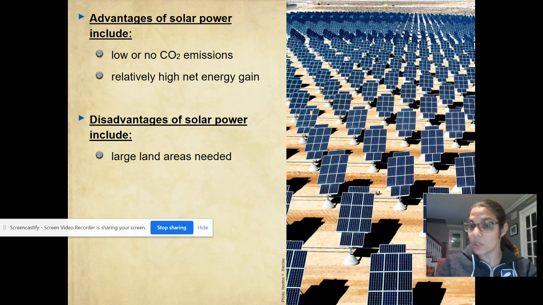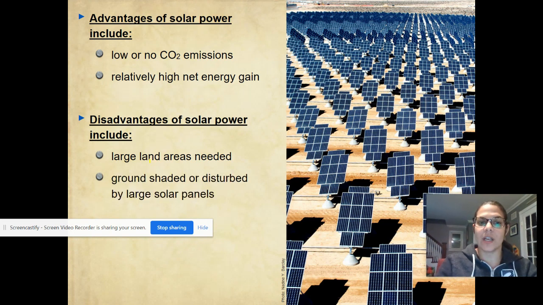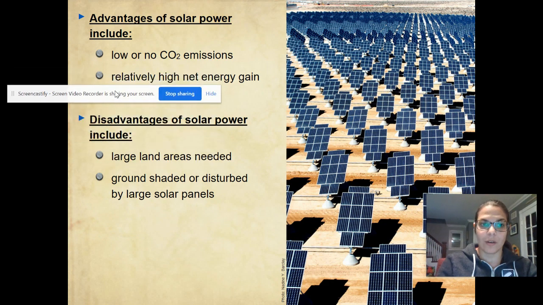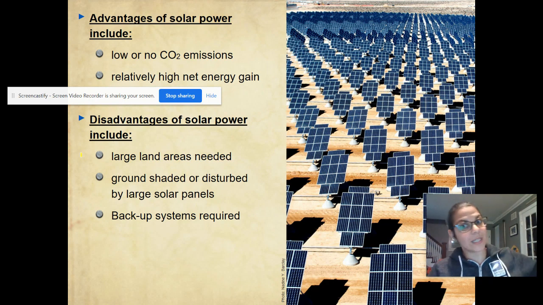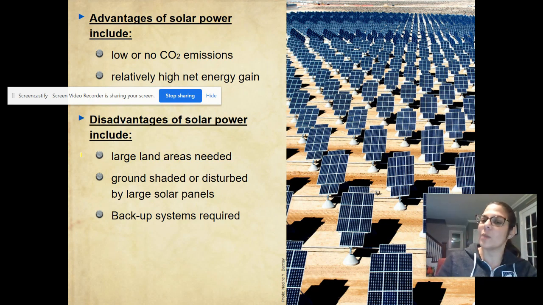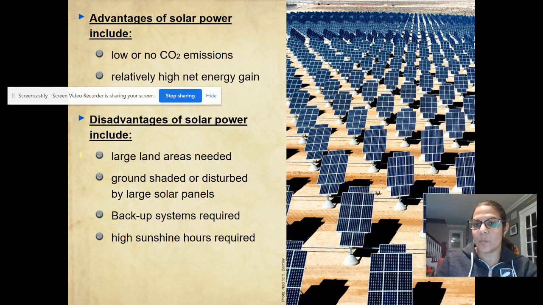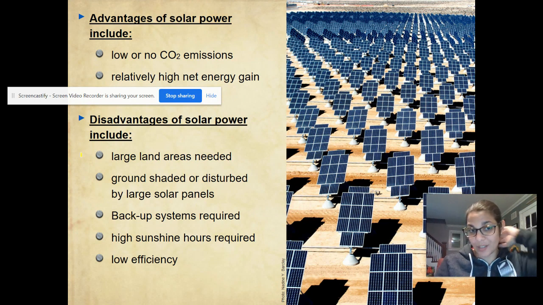However, you need a huge land area for it. The ground is shaded or disturbed by larger solar panels, and you can have some habitat destruction underneath that. You need a backup system because the sun sets at night and then they stop producing that energy, and we don't have those storage systems yet. And you need a lot of sun. We have good solar capacity in New Jersey, but this past month even, we've had a lot of gray days, and you still are producing electricity on those gray days, but it's not as much as it could be. Okay. And they're pretty low efficiency compared to fossil fuels.